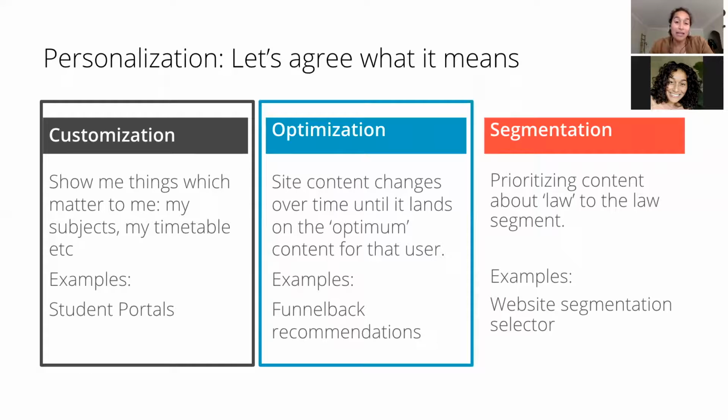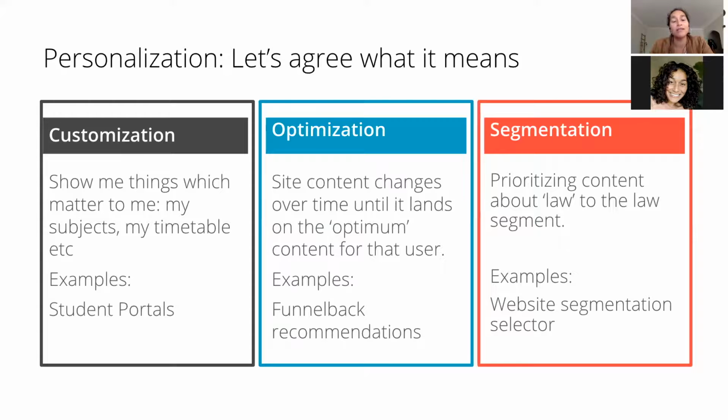Optimization happens automatically. This is where site content changes over time until it lands on the optimum content for that user or that persona. And then we've got segmentation, which is about prioritizing content, or including or excluding content exclusively for that particular segment. For example, if it's a university, we're only going to show the law content to students in the law segment. We're going to start off talking about segmentation, and then we're going to move on to optimization.